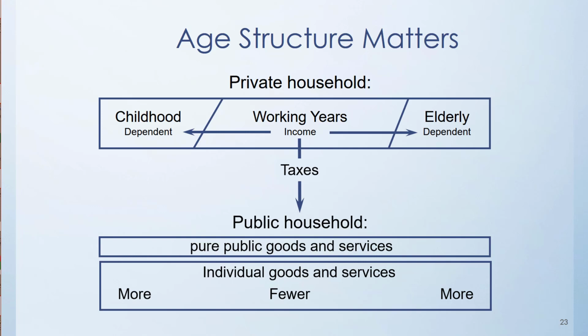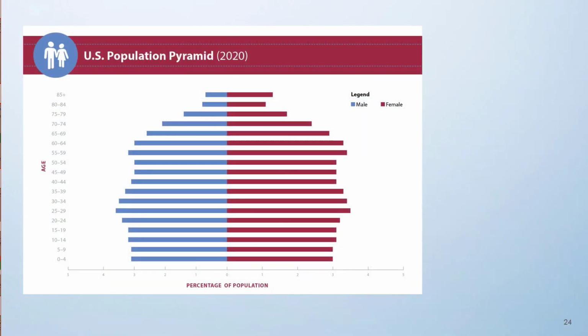If we were to look at the age structure of the United States in what's called a population pyramid, each bar represents a 5-year age group. We can see in the box here, the working age population is pretty substantial compared to the two ends, which is a healthy shape for a population pyramid.